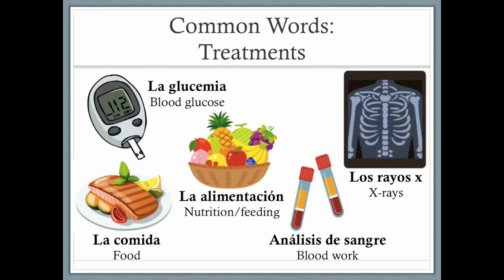La glucemia is blood glucose. You could also use the word azúcar, which means sugar, if that's easier to say, although it's really more referring to like sugar, like saying this food is high in sugar kind of thing, or I'm gonna add sugar to this thing. But saying azúcar definitely also gets the message across. La comida is food. La alimentación is nutrition, or you could use it with like a tube feeding kind of situation.